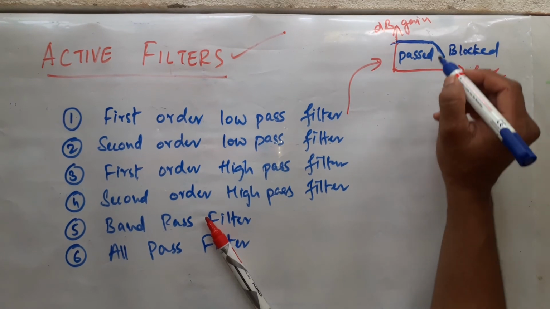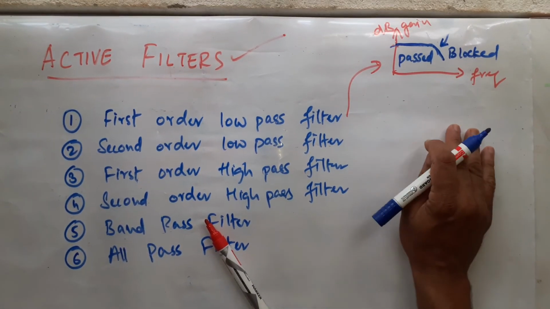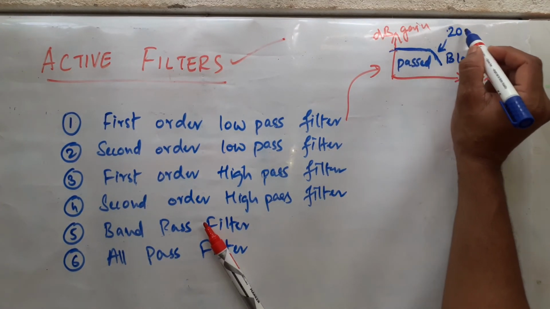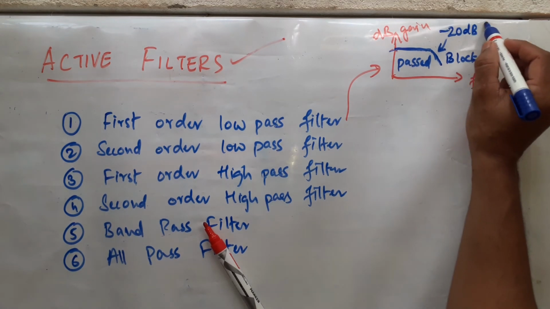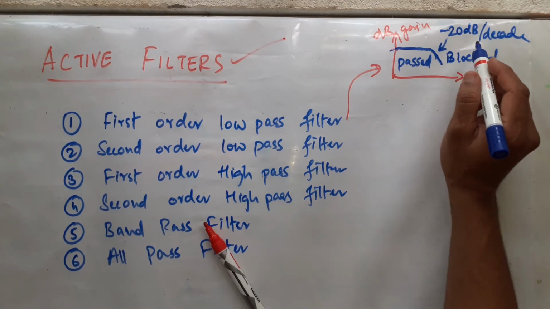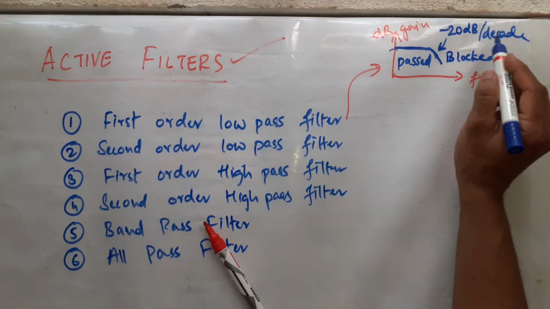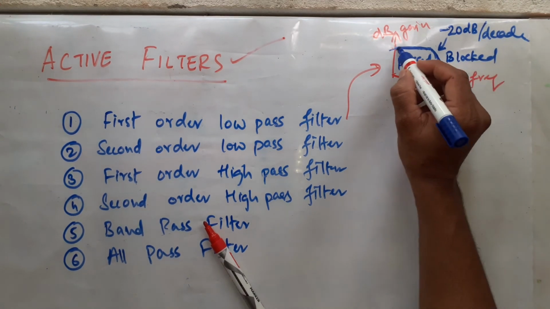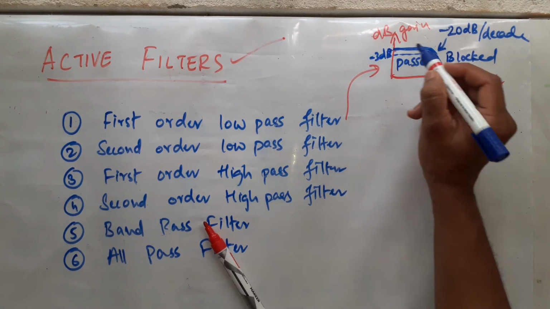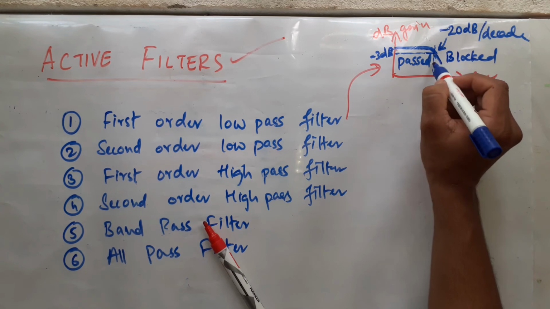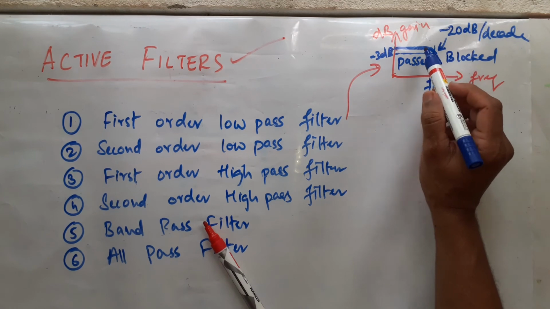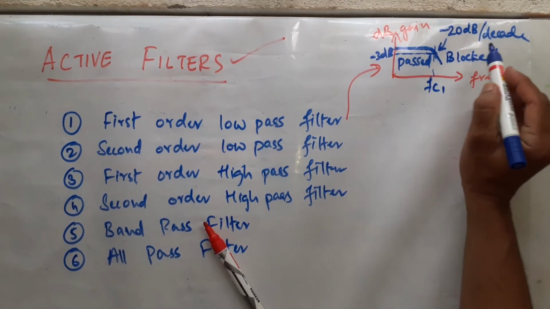We call it first order because the fall of the gain is at the rate of minus 20 dB per decade. Minus 20 dB per decade means with this rate it is falling down. And when this gain is at minus 3 dB, when it is cutting down, we call this the cutoff frequency, when your gain starts falling down with this rate.